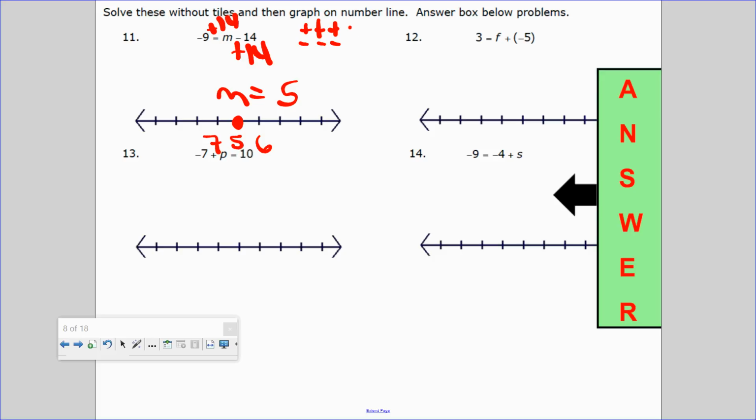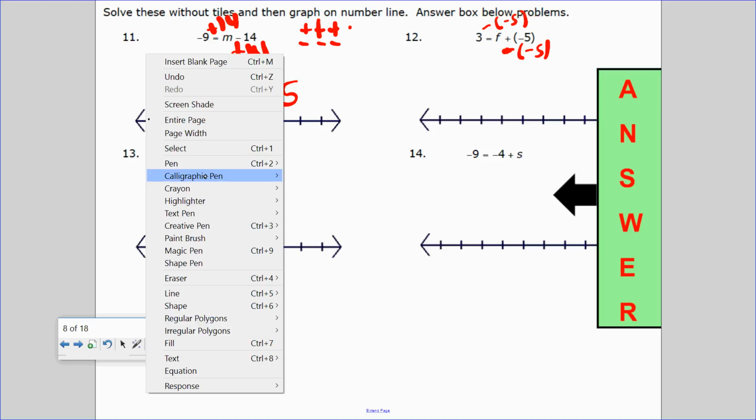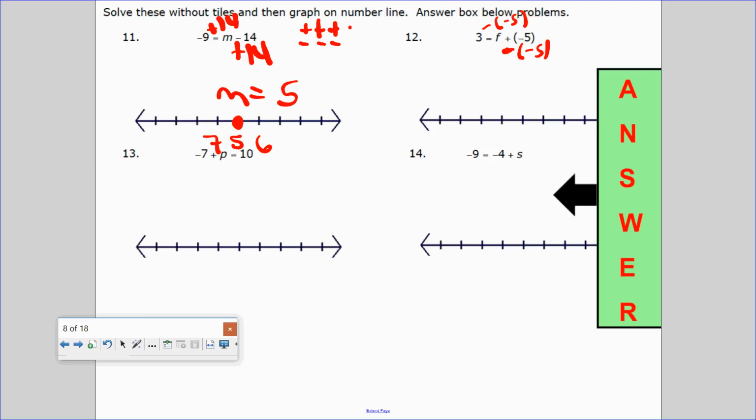So I need to isolate this variable f. In order to do so, I need to do the inverse operation. The inverse operation of plus negative 5 is minus negative 5. So I balance it. Now, how do you subtract 3 minus negative 5? Remember, subtracting integers, you add the opposite. So 3 plus 5, positive f equals 8.